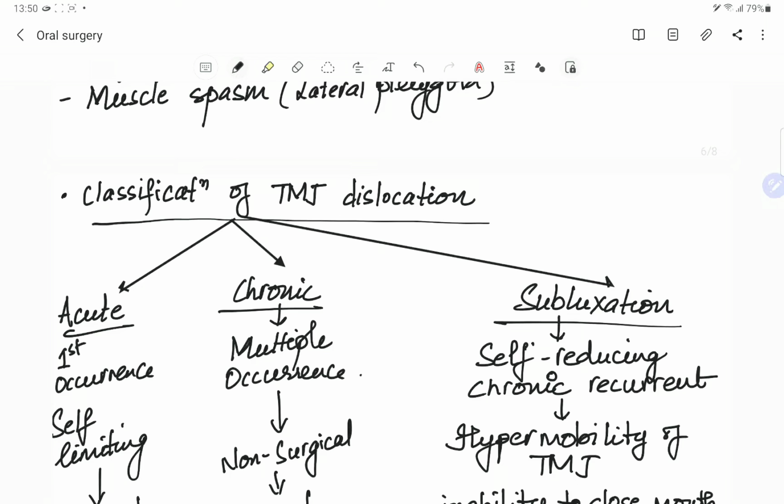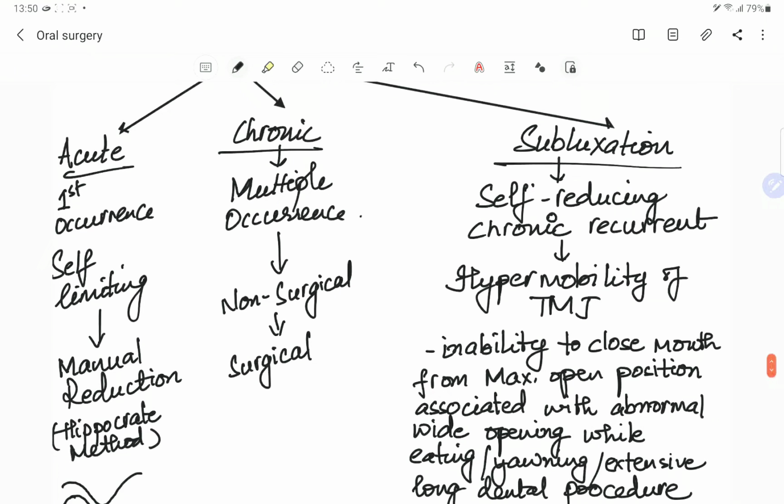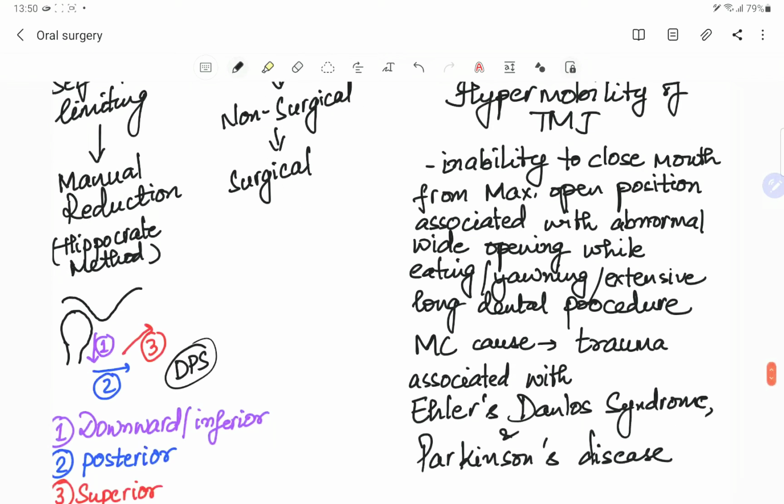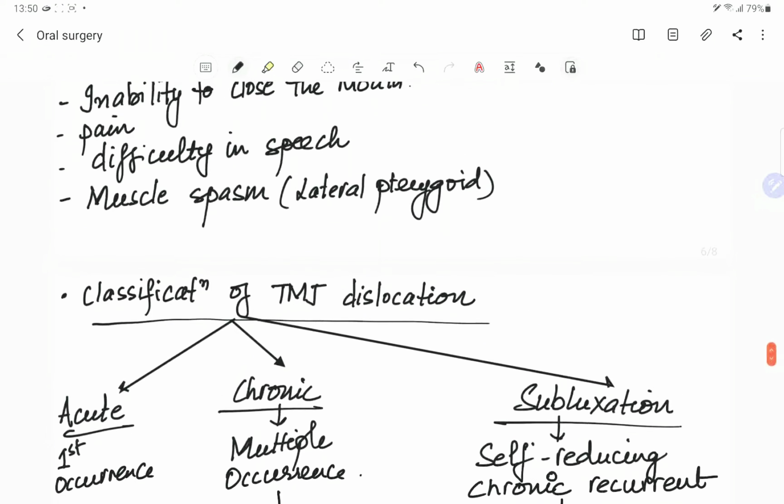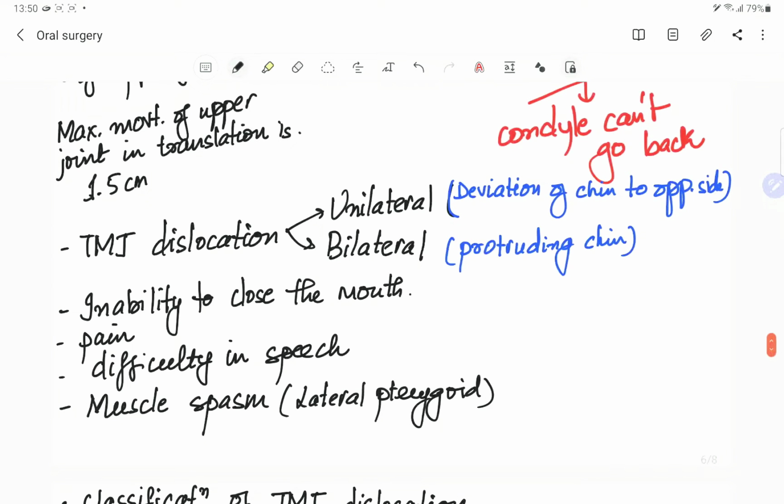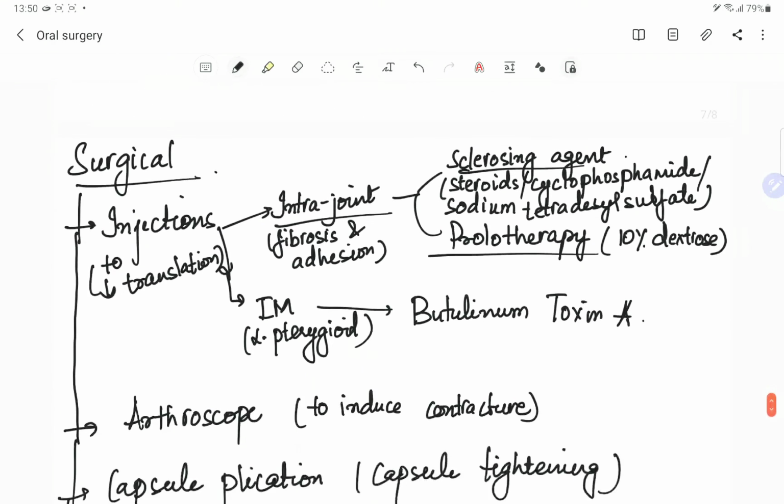So there is a hypermobility of the temporomandibular joint. The patient cannot close the mouth from the maximum mouth opening position. So when the patient has opened the mouth wide, say after yawning or an extended period dental procedure, or most commonly trauma or seizures, in that case the condyle gets into subluxation. It is also associated with Ehlers-Danlos syndrome and Parkinson's disease. So this is TMJ dislocation, inability to close the mouth. The patient will have pain, difficulty in speech, and the surgical management.